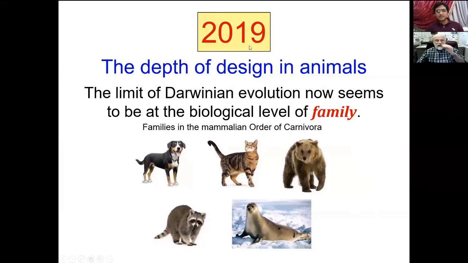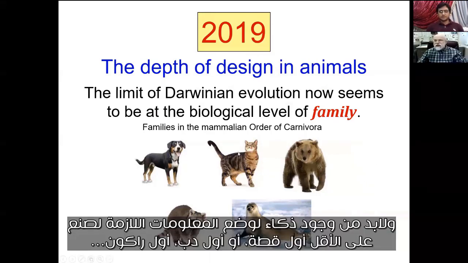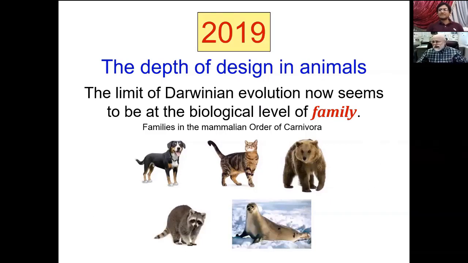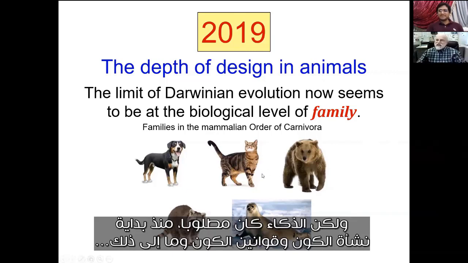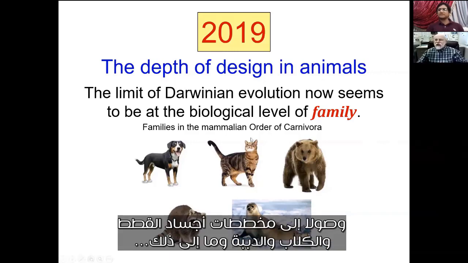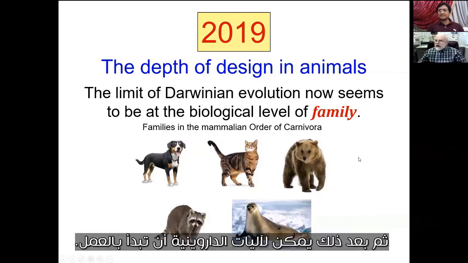In the year 2000, when cats appeared, that had to be designed, and intelligence had to put all the information necessary to make at least one primordial cat or bear or raccoon, and then they could diversify from that. But intelligence is needed all the way from the beginning of the universe, the laws of the universe, and so on, all the way down to the plan for cats versus dogs and bears and so on. And after that, Darwin's mechanism can take over.